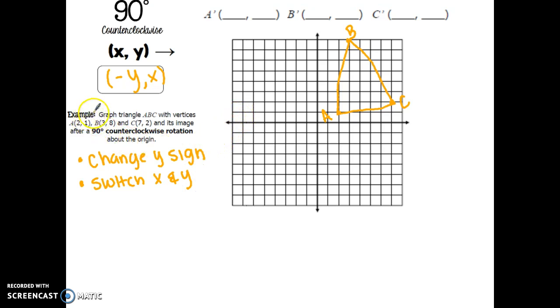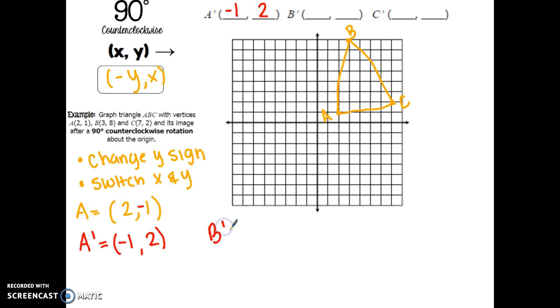So for example, it has already told us to plot these points, and that's what I've done here. And it's already given us our coordinates. For point A, we had (2, 1), and we are looking for A prime. So my first step should be to change the sign of the y. This was a positive 1, I'm going to go negative 1. Then I'm going to switch my x and y coordinates. So this became a negative 1, and this was a 2. So up here, that is (-1, 2).